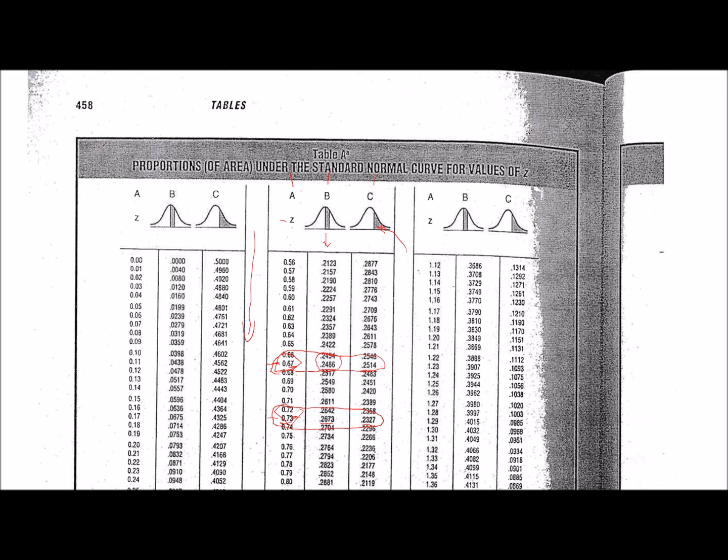So we could go to column B, which for negative 0.67, we would have a proportion of 0.2486. And then we could go to column B, since this is above the mean, where we have 0.2673. And then we would add those together to tell us the total area under the curve between those two points.